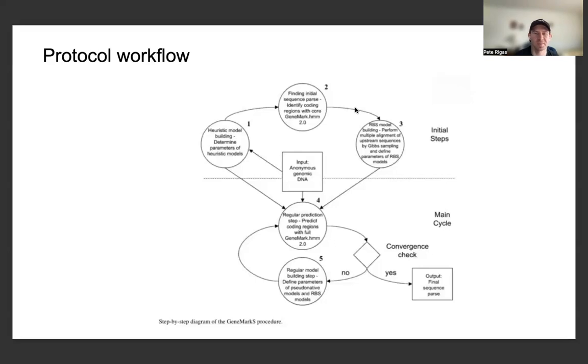Besides these three initial steps that they list, the main cycle also consists of steps 4 and 5, which they give as a prediction step in step 4, and then as step 5 lists a model building step. So there's very much an iterative process between steps 4 and 5, which depends on the convergence check that they provide.